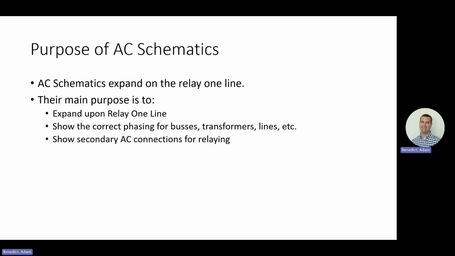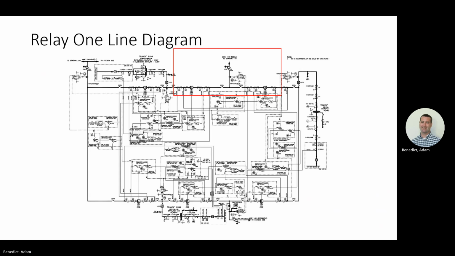So the purpose of an AC schematic is to take that relay one line and expand on that, really focusing on showing the proper phases and then adding more detail to all your primary equipment as well as your relays. Here we're going to look at this relay one line and zoom in on this section. So keep in mind what you're seeing here.